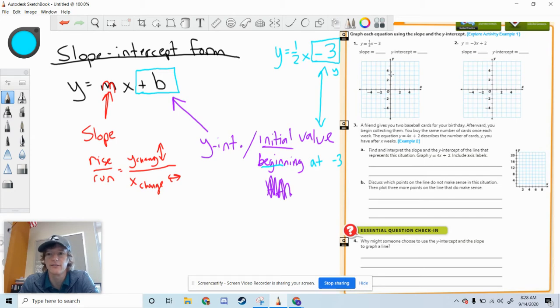So I'm going to look at this graph, and I'm going to find -3 on the y-axis. This is our y-axis, the up and down one. And on this specific line, I'm going to find -3, and I'm going to put a point. That is where we start. That is where we begin.